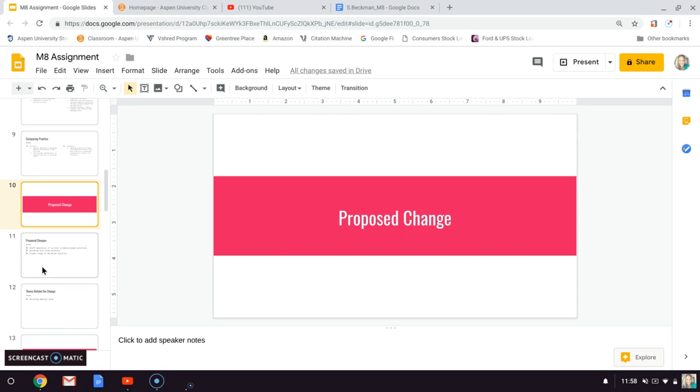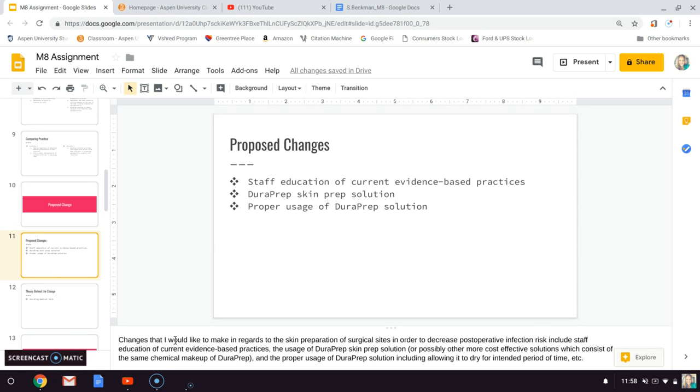Proposed changes that I would like to make in regards to the skin preparation of surgical sites in order to decrease postoperative infection risk include staff education of current evidence-based practices, the usage of DuraPrep skin solution, and the proper use of DuraPrep solution, including allowing it to dry for an intended period of time, etc.